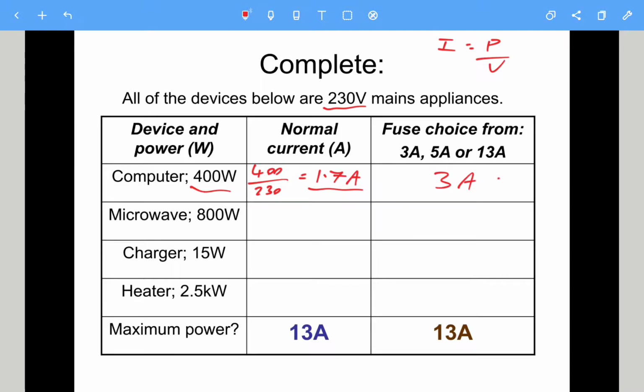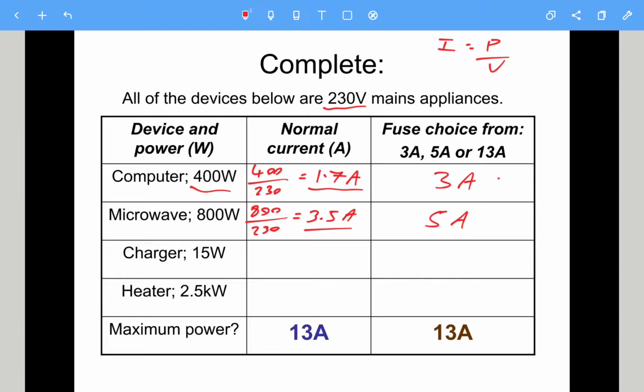So do that 3 more times and then calculate the maximum possible power that comes from a device that uses a 230 volt mains. Okay, and then I'll go through the answers. So you can pause. The microwave will be 800 watts divided by 230 volts, which gives us 3.5 amps. So we would use a 5 amp fuse.